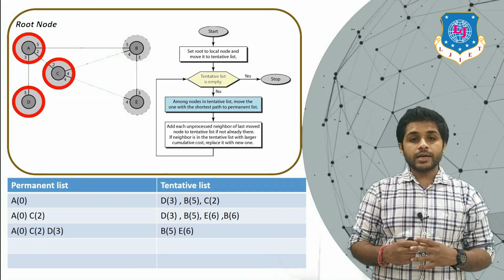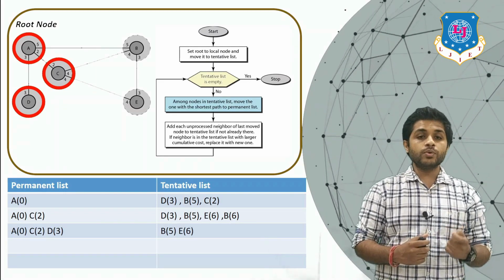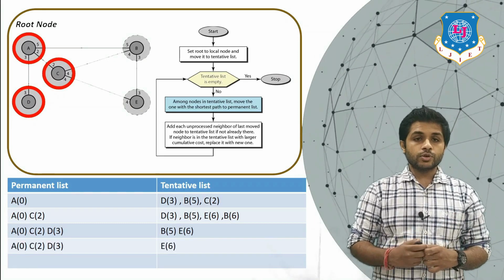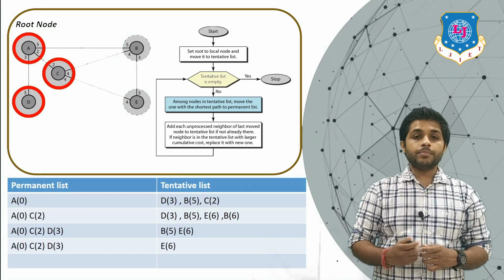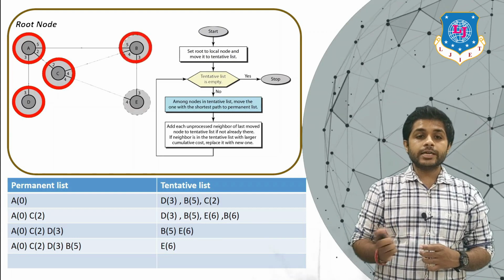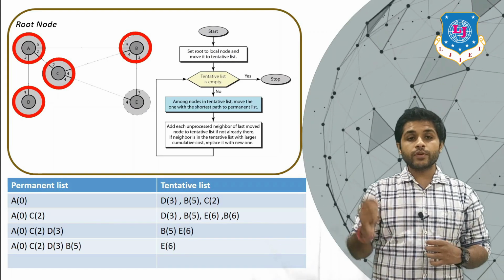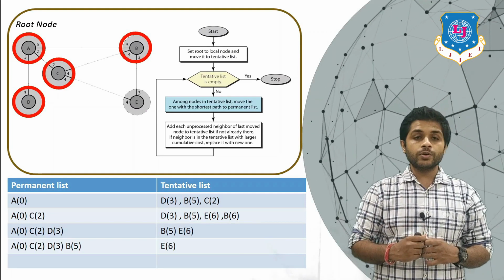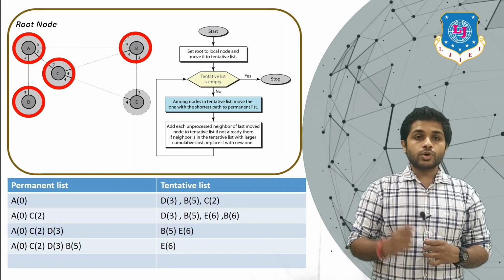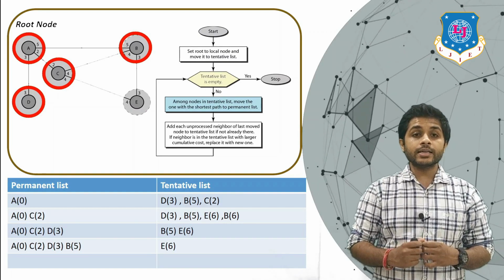Okay? After that we have two values, B5 and E6, in the tentative list, so we will move the shortest distance node from the tentative list to the permanent list. So which node will be added? B5 will be added. So we will move B5 from the tentative list to the permanent list. Now after moving a node from the tentative list to the permanent list, you know that we will add unprocessed adjacent nodes. So B actually has 3 nodes which are A, C and E.